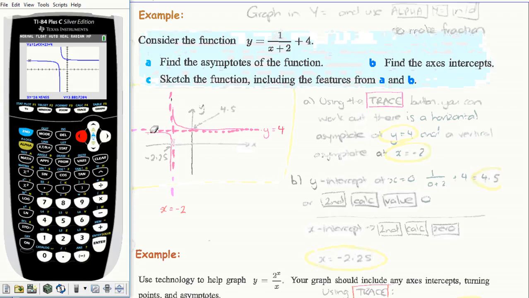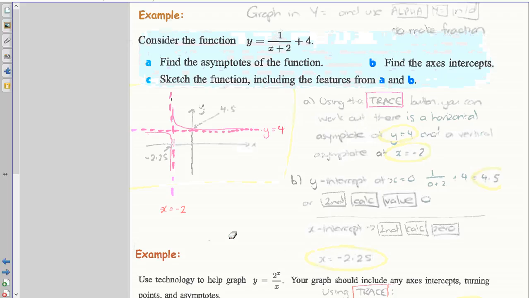So our two answers for the asymptotes. As I said, a little explanation of what we did. Using the trace button, you can work out if there is a horizontal asymptote at y equals 4. That was our horizontal one, and a vertical asymptote at x equals -2. So they're regions that the graph never touches. These graph lines here get closer and closer to those asymptotes, but they never cross them or touch them. So vertical asymptote at x equals -2.